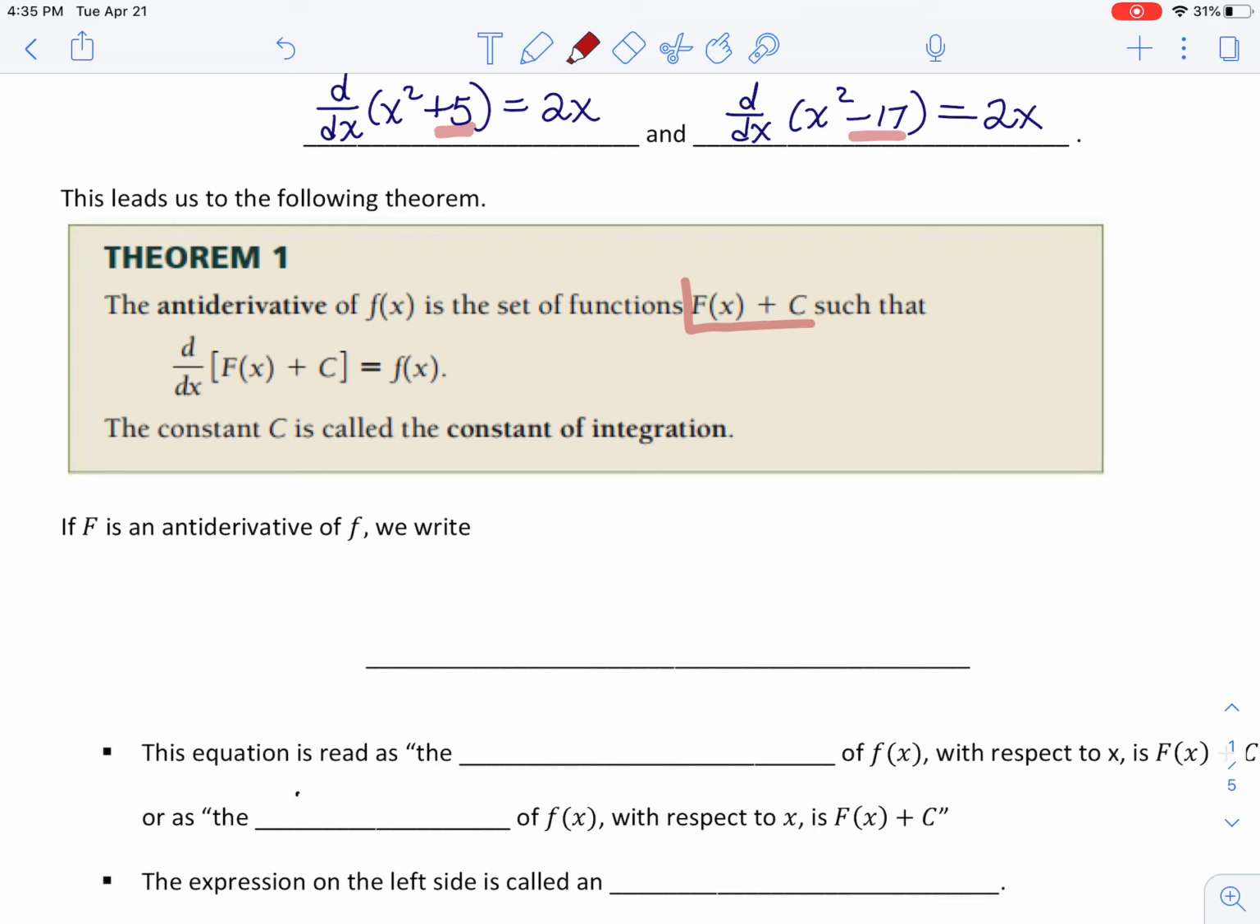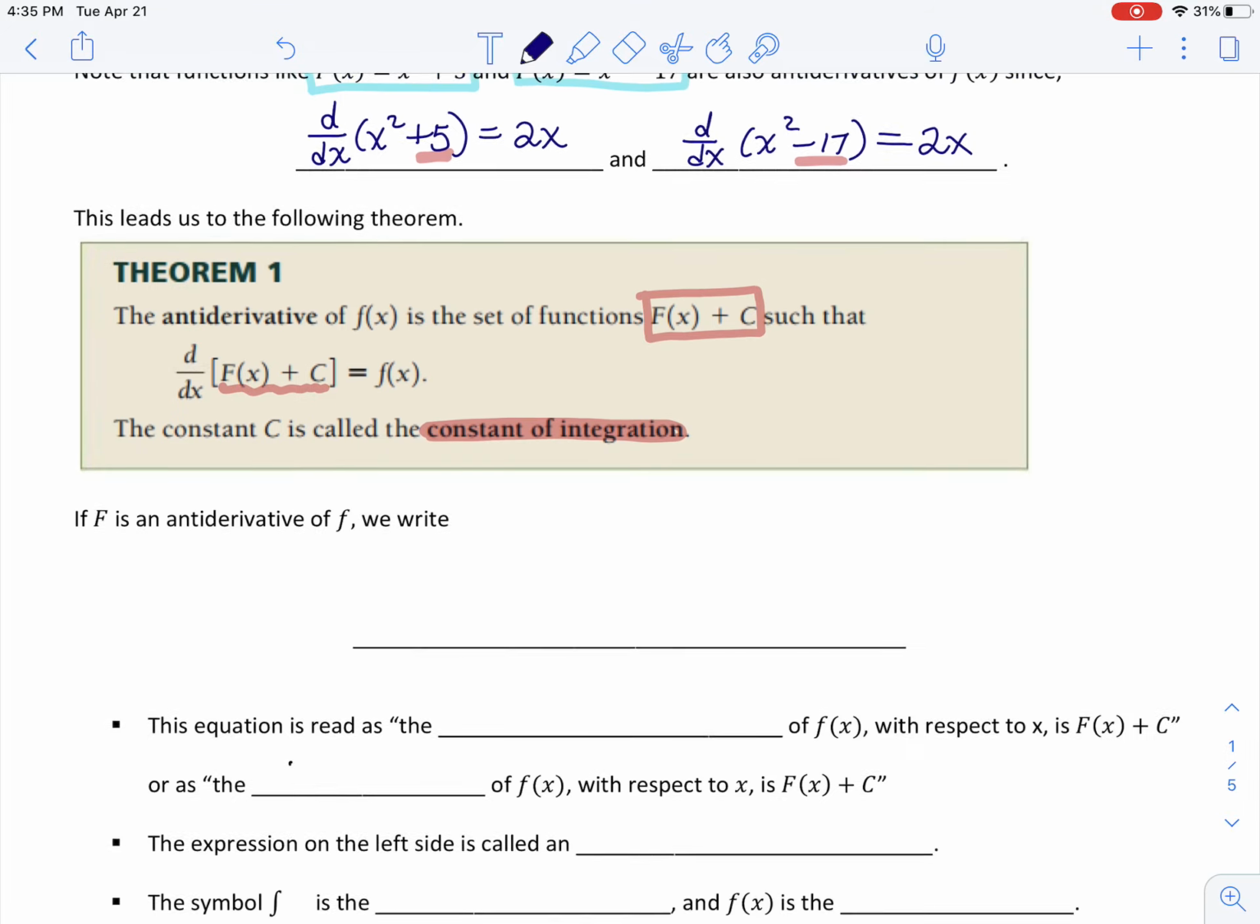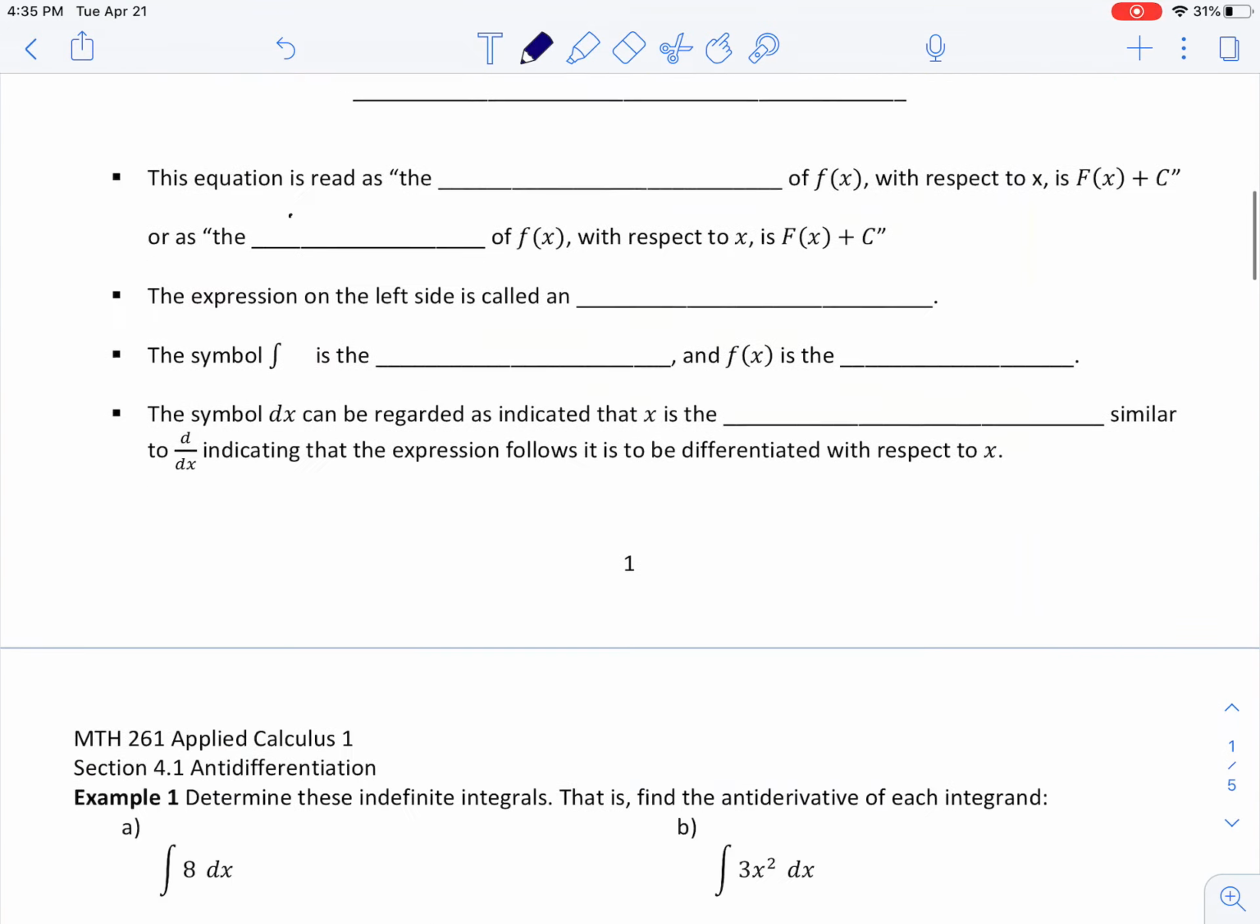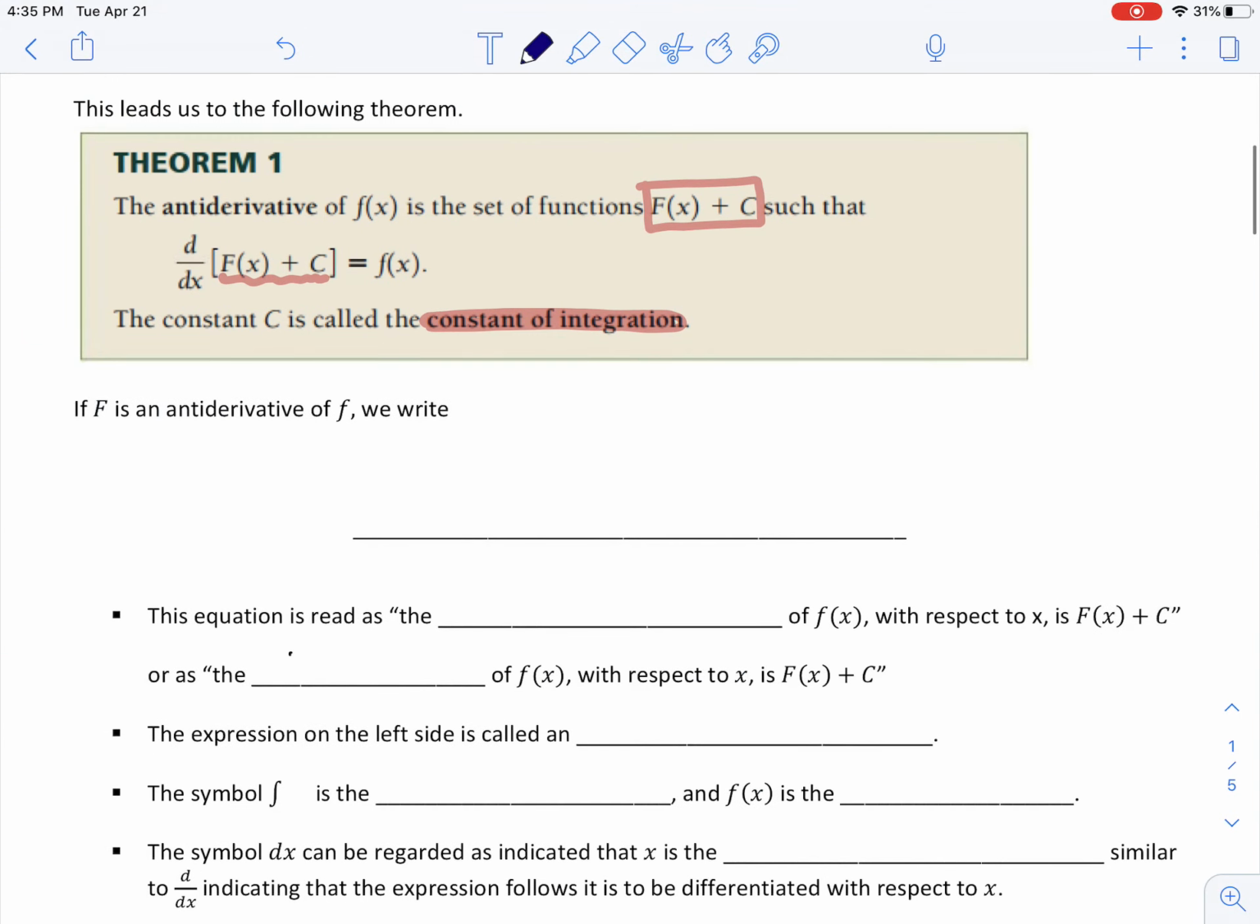So when you find the antiderivative, let me talk about the theorem that this leads us to. The antiderivative of little f of x is the set of functions big F of x plus c, and that c can be plus 5, can be negative 17, that c can be any constant, such that the derivative of this big F of x plus c gives you the little f of x. And this plus c that we're going to make sure to put on every one of these indefinite integrals is called the constant of integration. Okay, constant of integration.